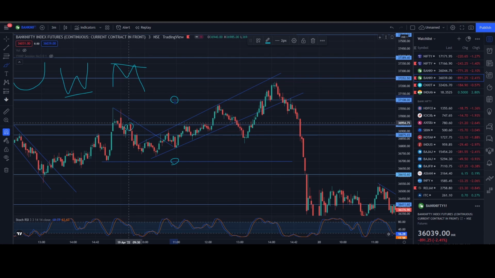We entered at approximately 9:30, 9:35, and we exited approximately here. In this time frame we exited and made good money. Here is a live shot of the money that we made and the profit that we booked.